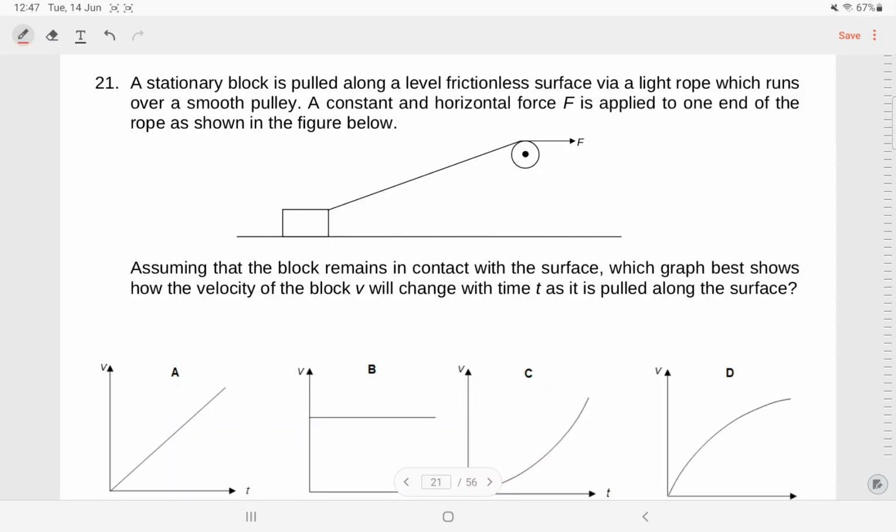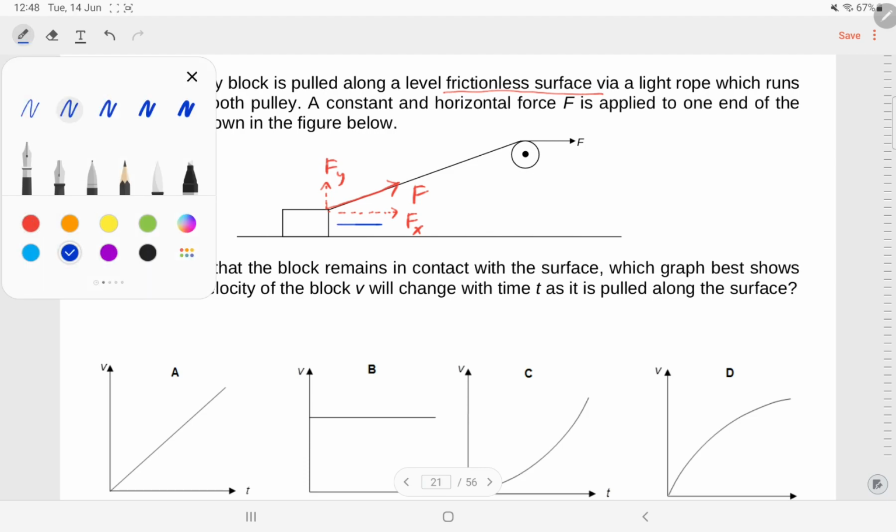In this question, we pull a block, at first stationary, along a frictionless surface and we apply a constant horizontal force along the string. This constant horizontal force is simply the tension in the string. If we draw it on the body, it will appear as this. So this is the F, and we note that it is the X component of this force that is causing this block to accelerate. The Y component is not doing anything, so to speak.